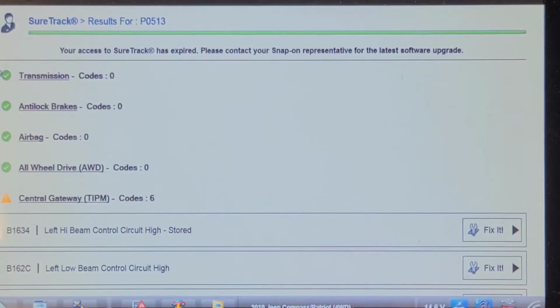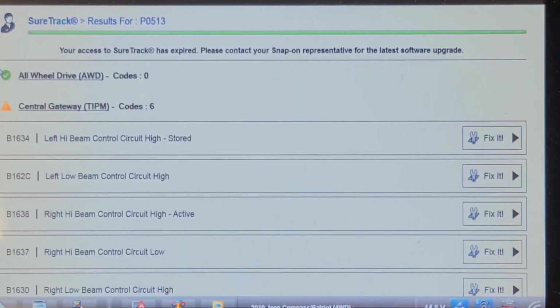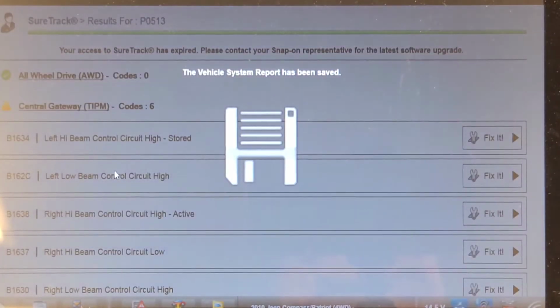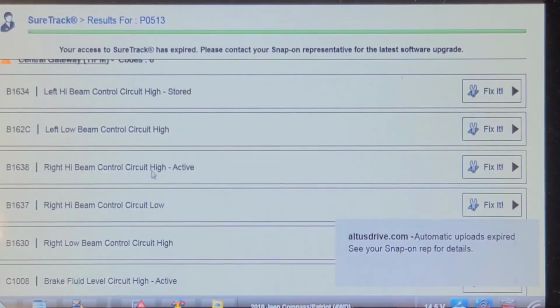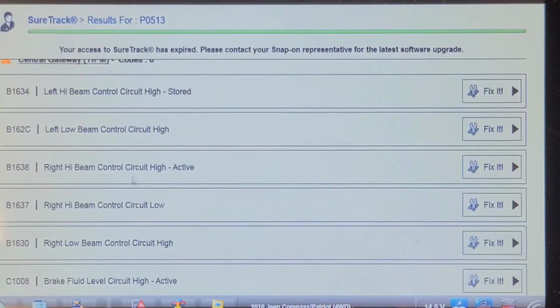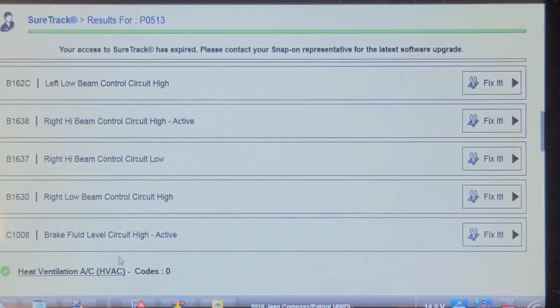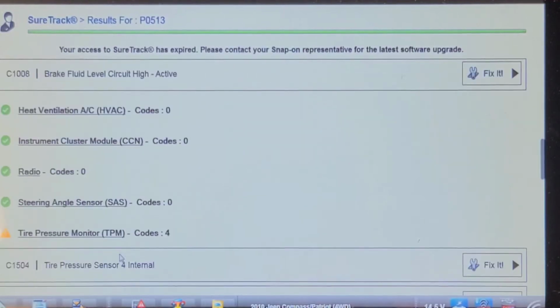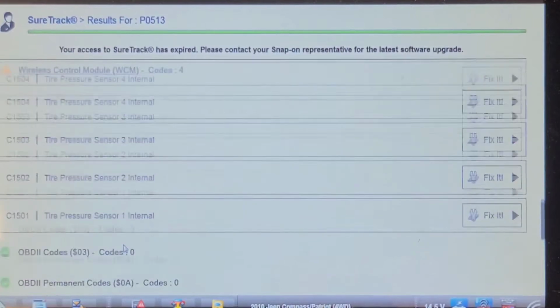Left high beam, left low beam circuit high, stored. Right high beam, right low beam circuit high, active. Well, this is probably him installing the left headlights and having the key on or whatever. And this is the one that I'm worried about right now. Right high beam control circuit active and brake fluid level circuit high active. Oh, that's interesting. And tire pressure sensors, that's it.